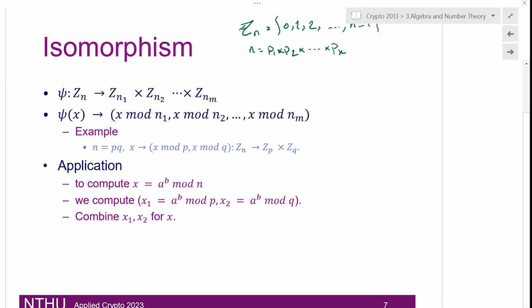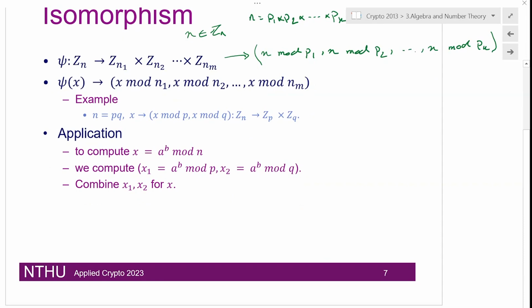And then what this psi is saying is that it takes an element from Zn. Let's say we choose the x from Zn, and then you compute x mod p1, x mod p2, and all the way to x mod pk, right? So it takes an element from Zn and computes x mod p1, p2, p3, and so on. So now we represent this one as a tuple of some smaller integers.